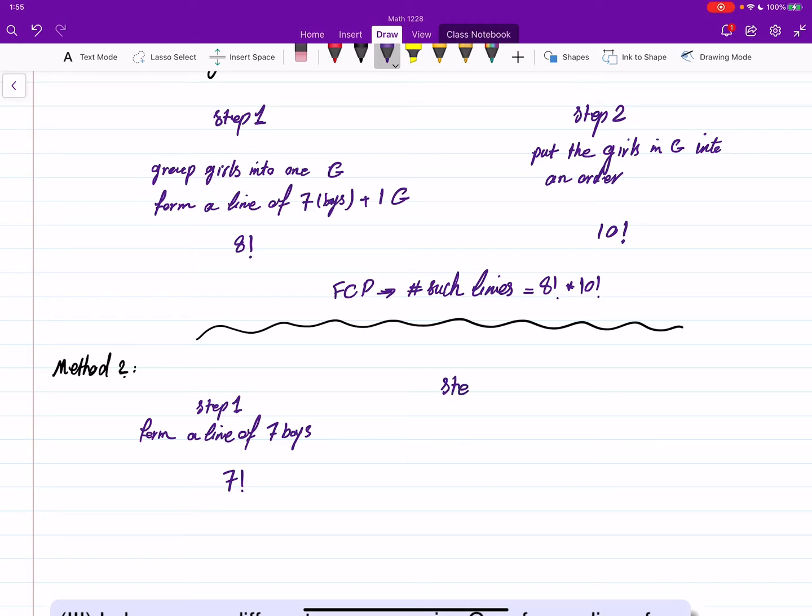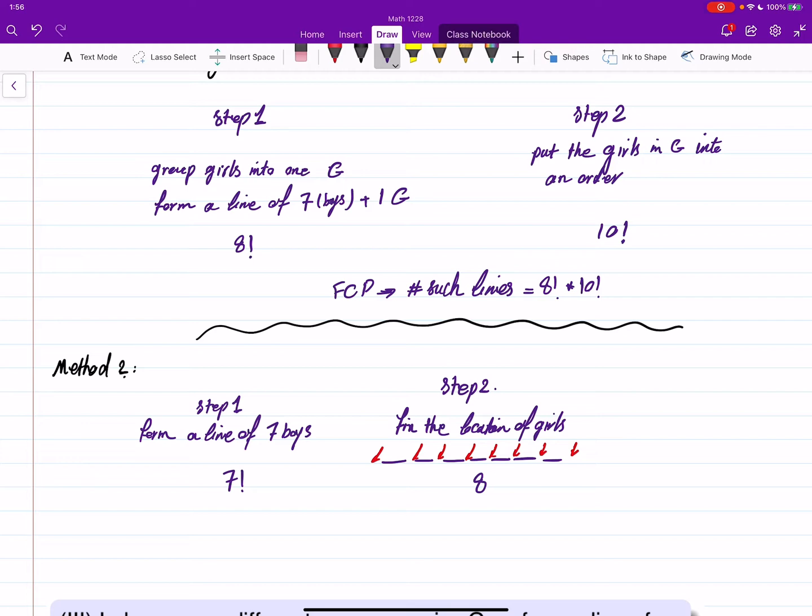And then step 2: now you have 7 boys in place. You choose the place where you want to insert the girls into the line. So you have 7 boys already in place: 1, 2, 3, 4, 5, 6, 7. Am I going to put girls here, here, here, or all together here? So that is fixing the location of girls. How do we fix it? Just choose one of these 8 spots: 6 in between, 1 on each side. This will be 8.